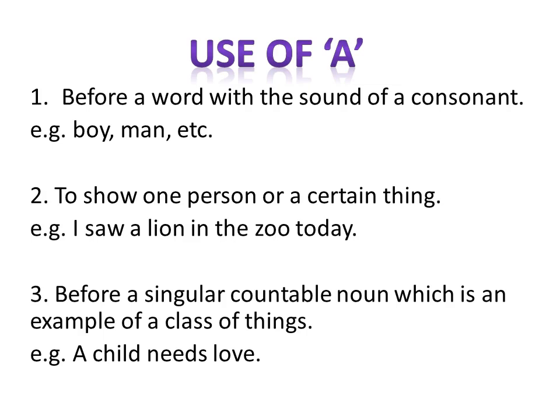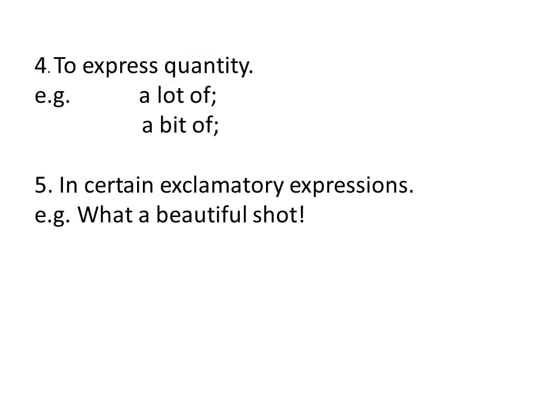Now, the use of A. Point number 1, before a word with the sound of a consonant, for example, boy, man, etc. Point number 2, to show one person or a certain thing. For example, I saw a lion in the zoo today. Point number 3, before a singular countable noun which is an example of a class of things. For example, a child needs love. Point number 4, to express quantity. For example, a lot of, a bit of, etc. Point number 5, in certain exclamatory expressions. For example, what a beautiful shot.